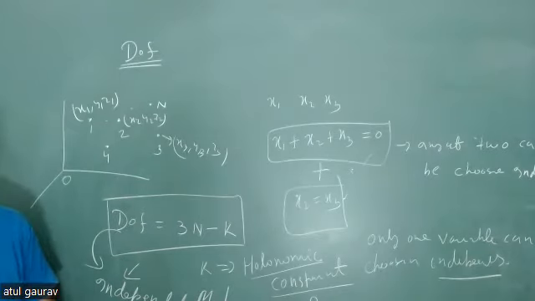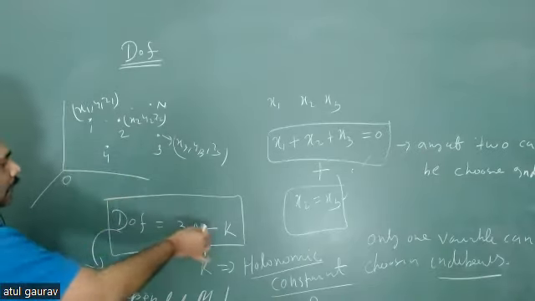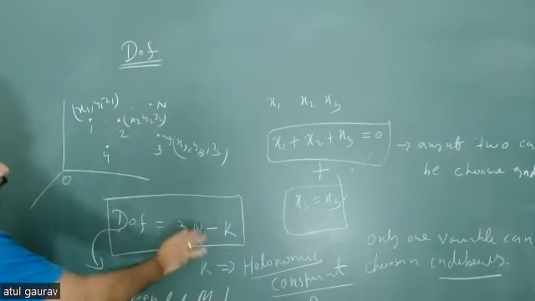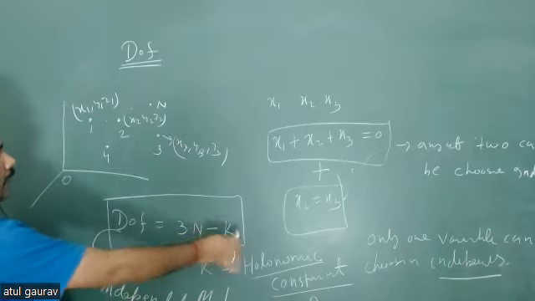Sir, in this formula of degree of freedom, is this 3 just a coefficient or is there some significance? Because we are talking about 3-dimensional space, no? Our configuration space is 3-dimensional space. Okay, so 3 into n minus k.